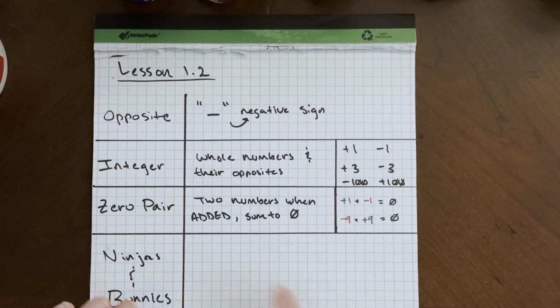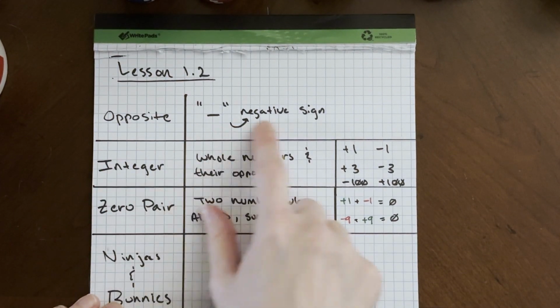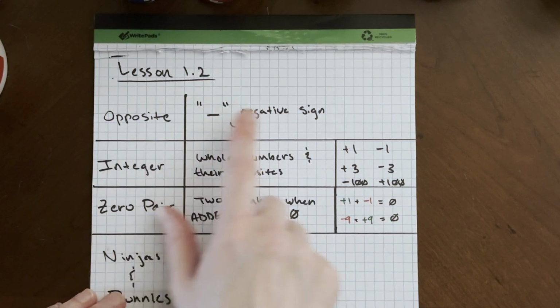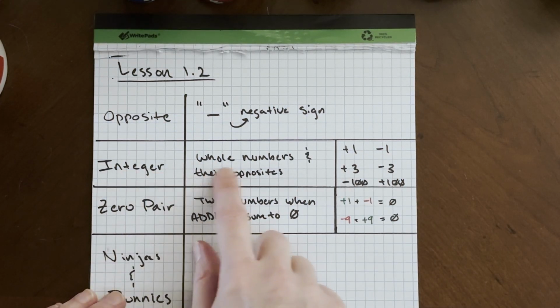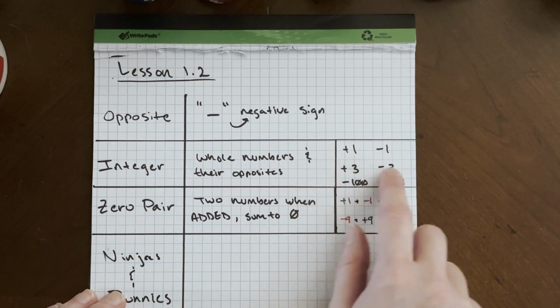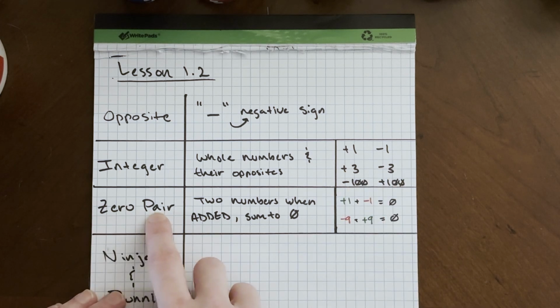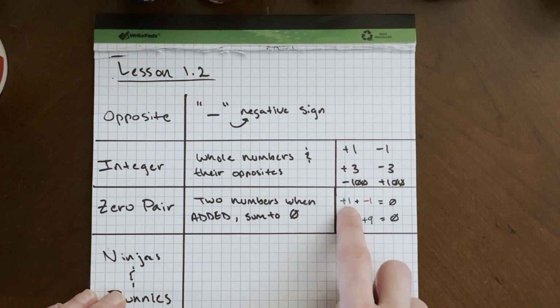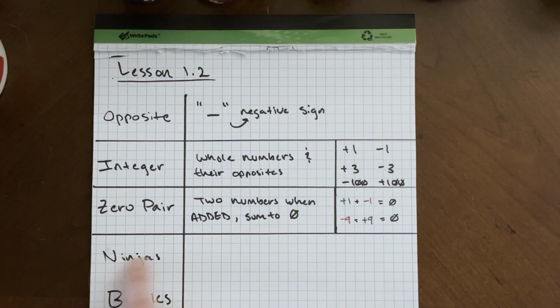We went over a lot of vocabulary today. We talked about opposites, which we will see as a negative sign in front of a number. Integers are whole numbers and their opposites. Zero pairs are two numbers. When we add, they sum to 0.